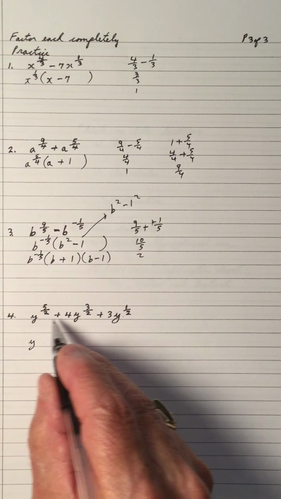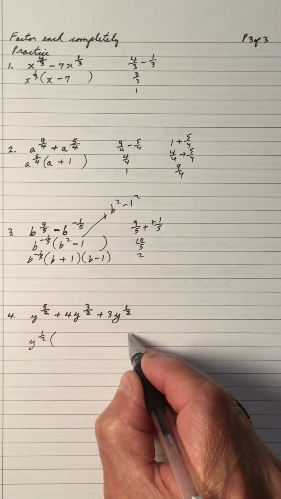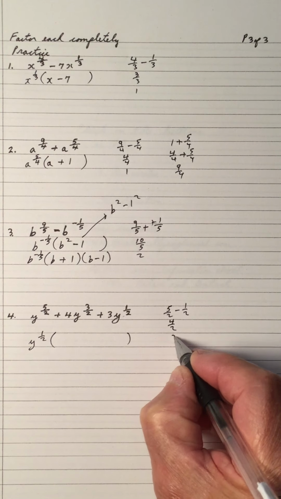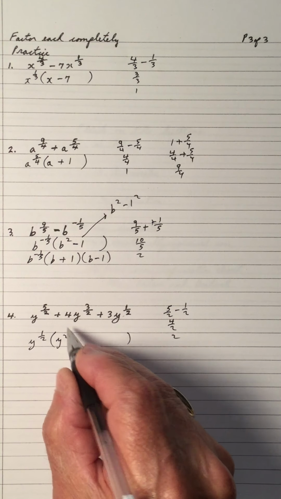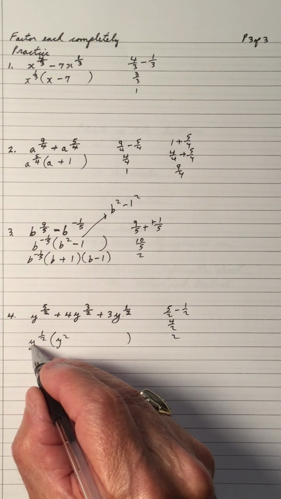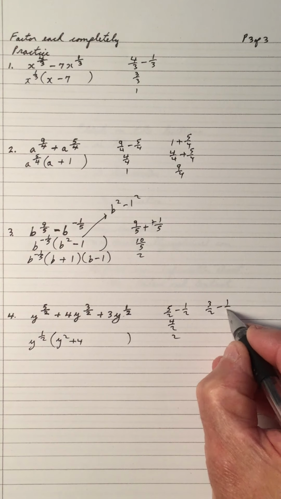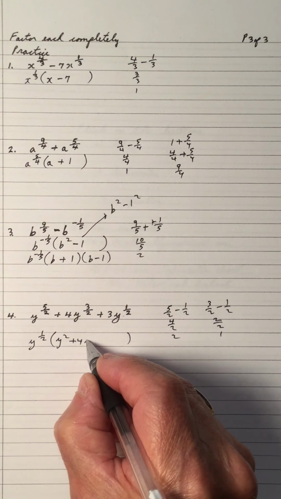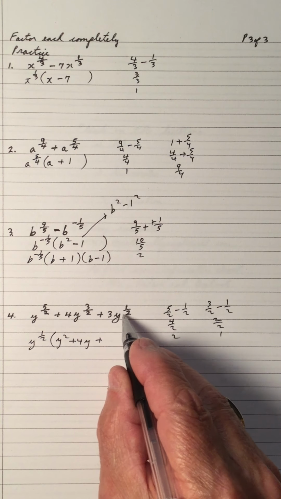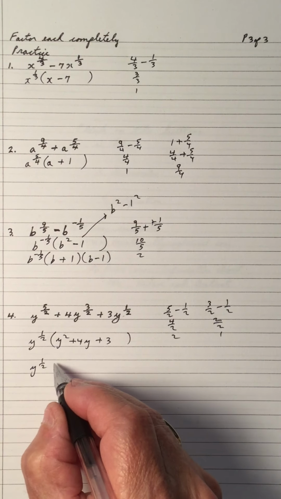Number 4, we have y as the common base, and the smallest exponent is a half. So we'll take that out, and 5 over 2 subtract 1/2 is 4 over 2, or 2. So that's y squared. And 4 times y to the 3 over 2 divided by y to the half is a plus 4, and 3 over 2 subtract a half is 2 over 2, which is 1. So that's y to the 1, and there's the 1, understood. And 3y to the half divided by y to the half is a 3. So that's y to the 1/2.